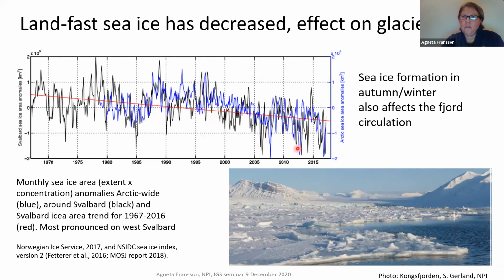And sea ice formation is also important in autumn and winter, which also contributes to circulation and vertical mixing of the fjord when you have this brine from the sea ice and dense water, and it causes this mixing.